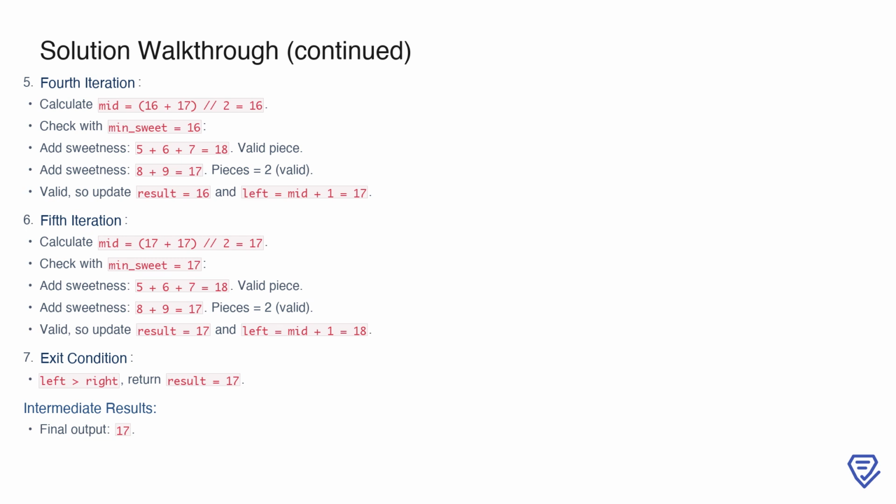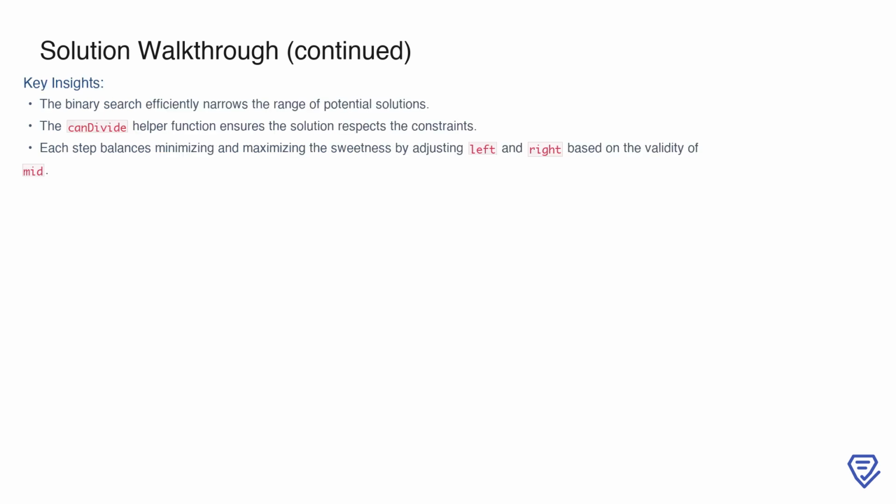At this point, left is greater than right, so we exit the binary search and return the result, which is 17. This problem demonstrates how binary search can be used to efficiently solve optimization problems by narrowing down the range of potential solutions. The CanDivide helper function is crucial for validating whether a given minimum sweetness value is feasible, ensuring that the solution respects the constraints. At each step, the algorithm balances minimizing and maximizing the sweetness by adjusting the left and right boundaries based on the validity of the midpoint. This approach guarantees that we find the maximum possible minimum sweetness for the required number of pieces.